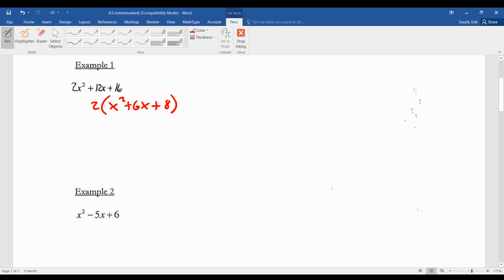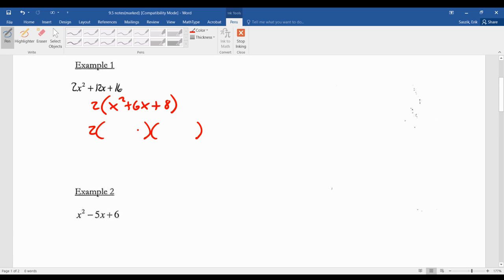Now what we're going to do is new. So this 2 is just going to chill out in the front. What we're going to do is factor this trinomial into 2 binomials. So we're kind of going backwards to what we were doing before. Before we were multiplying 2 binomials and then combining like terms and simplifying to this. Now we're going the other direction.